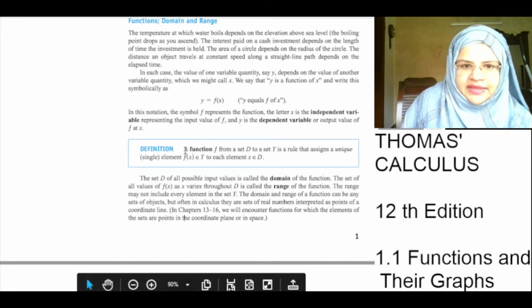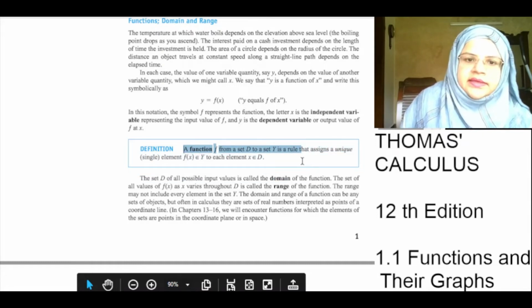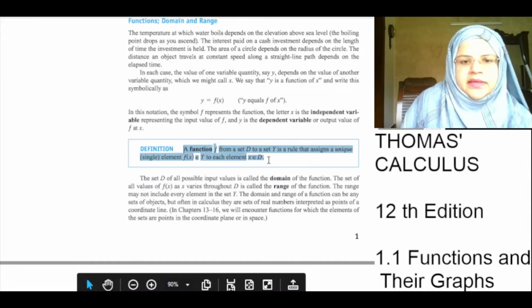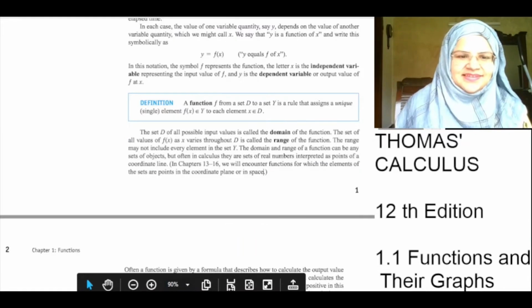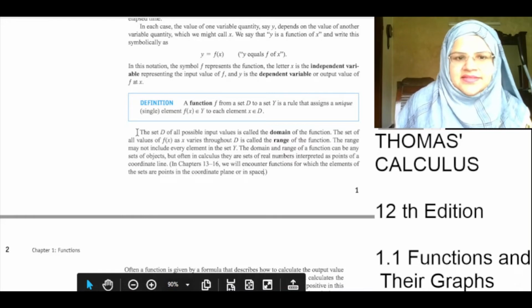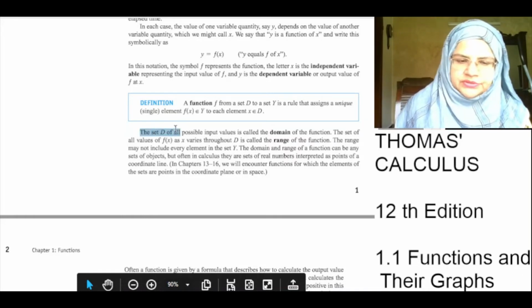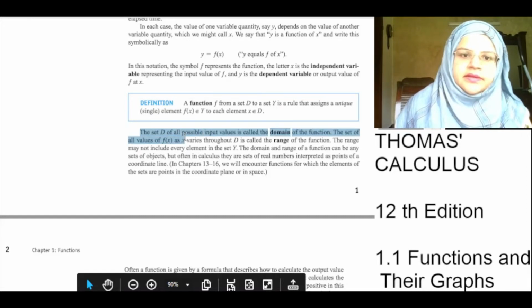Definition. A function f from a set D to a set Y is a rule that assigns a unique single element f of x, element of Y, to each element x, element of D. The set D of all possible input values is called the domain of the function. The set of all values of f of x as x varies throughout D is called the range of the function. The range may not include every element in the set Y.